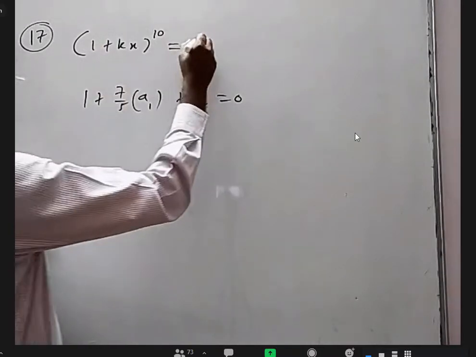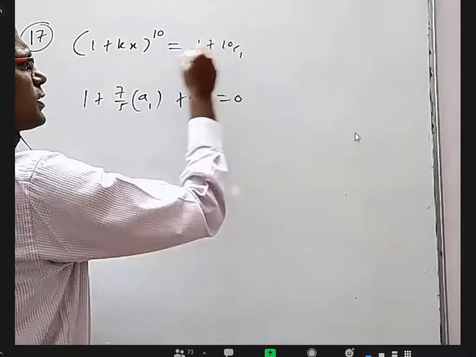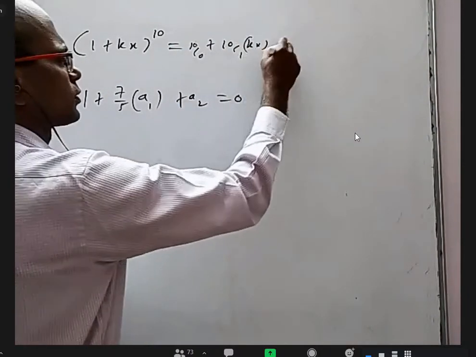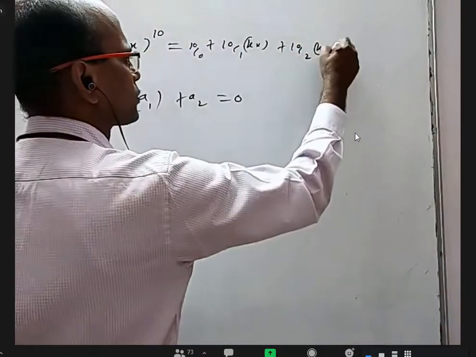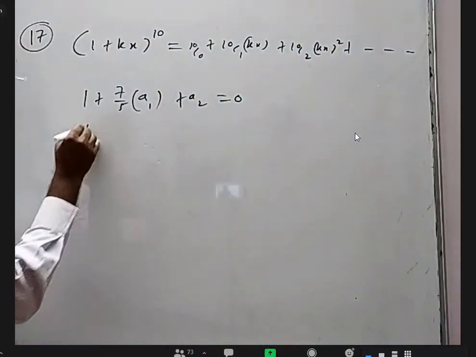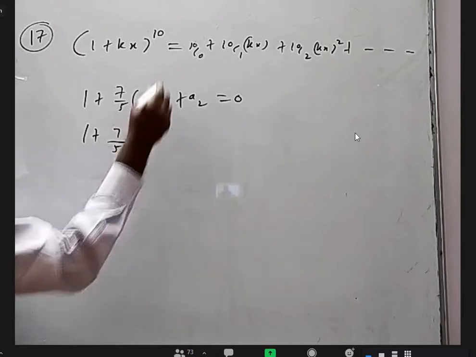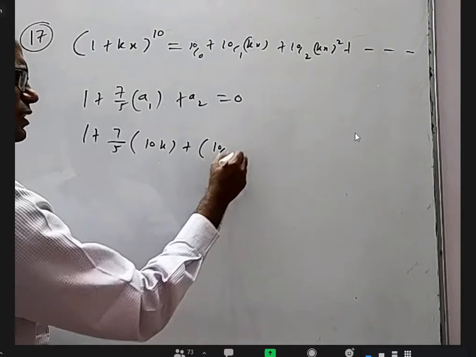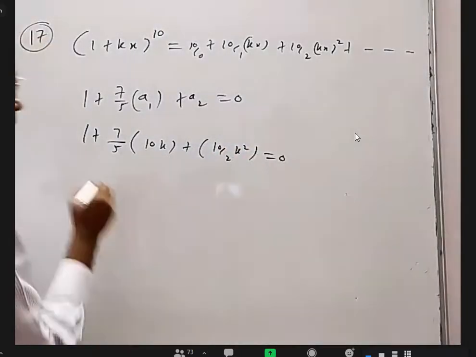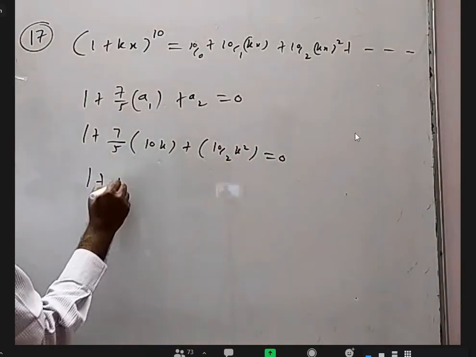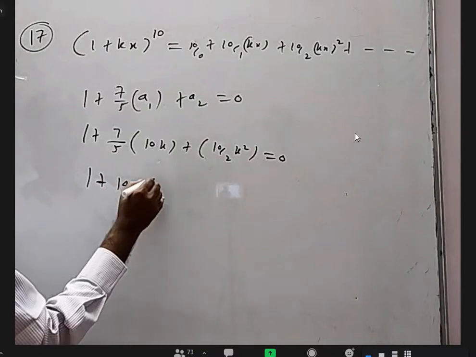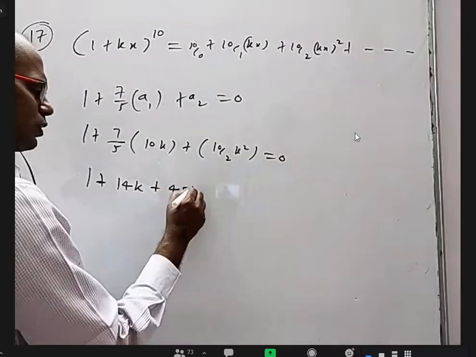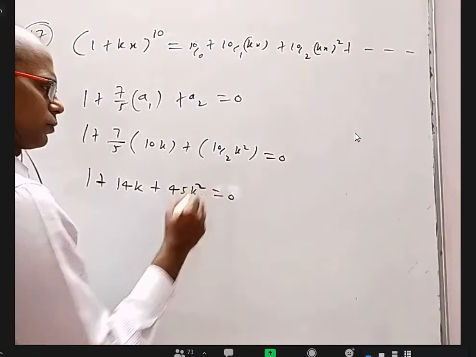If you expand the binomial theorem here, we'll get 1 plus 10c1. This is 10c0. 10c1 into kx plus 10c2 into kx whole square. So 1 plus 7 by 5 into A1, which is 10k. A2 is 10c2 into k square. So this is 14k. This is 10 into 9 by 2. So 45 k square equal to 0.